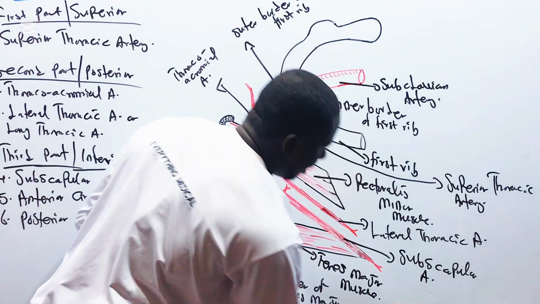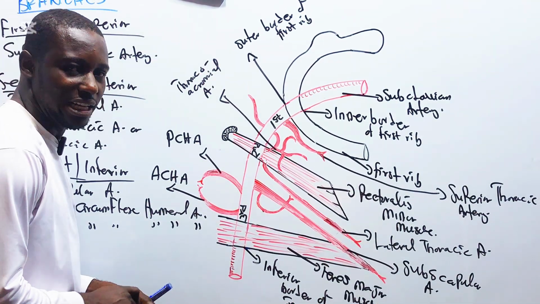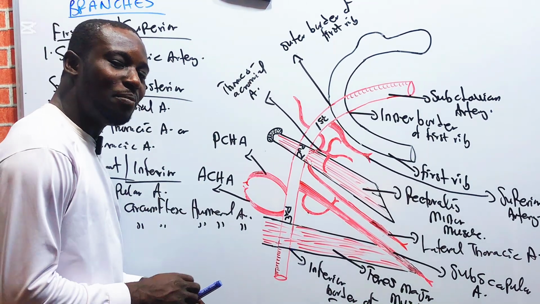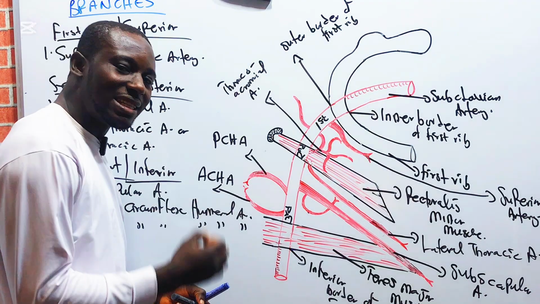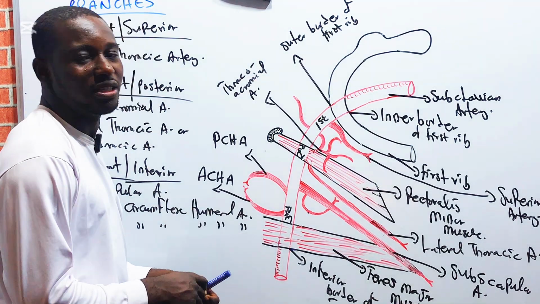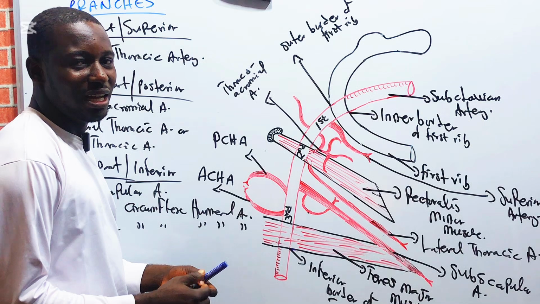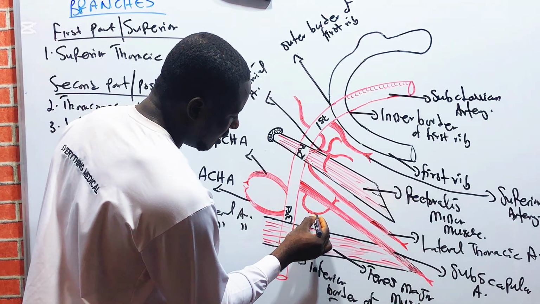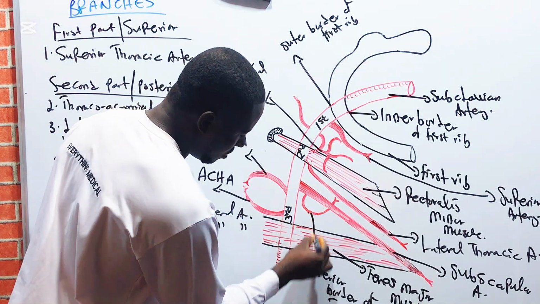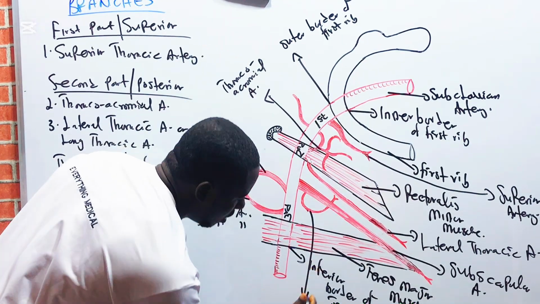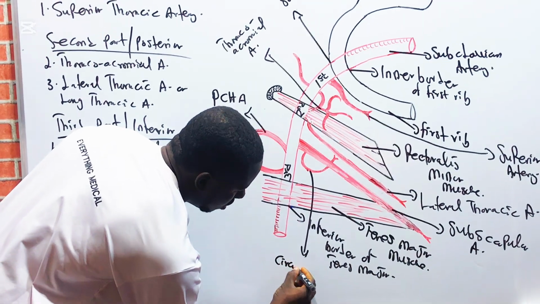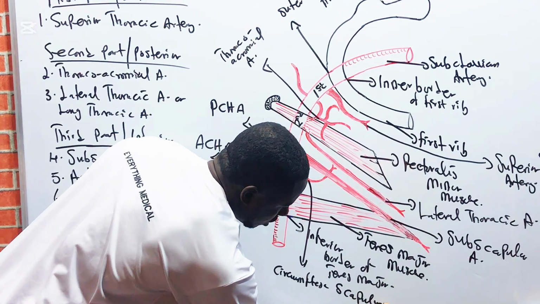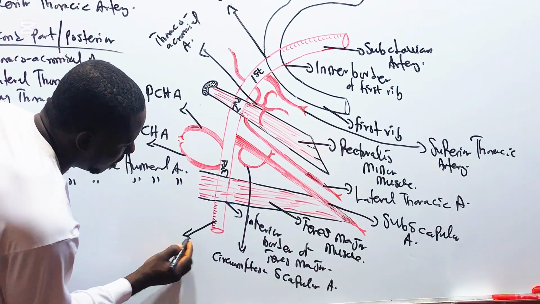Subscapular artery. It has a large branch known as the circumflex scapular artery. The circumflex scapular artery passes through the upper triangular intermuscular space and goes around the lateral border of the scapula, where it enters the infraspinous fossa of the scapula. So this is the circumflex scapular artery.